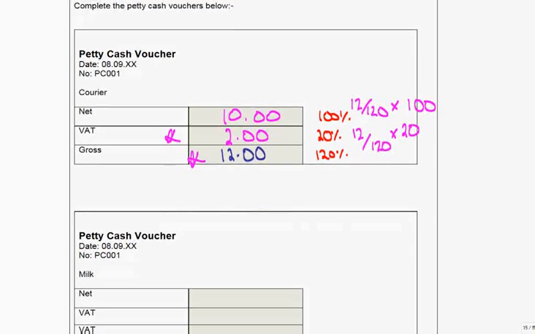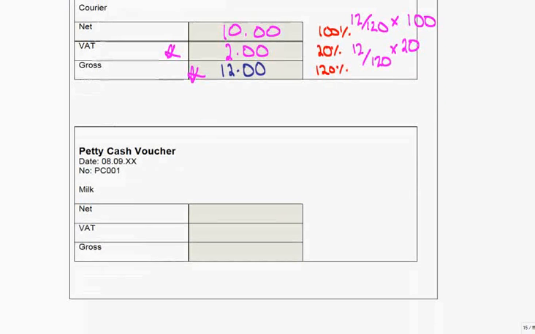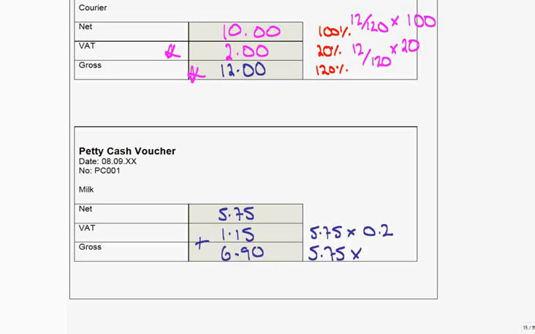Then we've got the milk petty cash voucher, and this time we're given the net amount. So it says here milk was for £5.75. So if I want to work out the VAT, I'm just going to take 5.75 times 0.2, which is 1.15. And to get the gross, you can either just add these two up, which might be quicker, that's 6.90, and then you can just double check 5.75 times 1.2 will also give us £6.90.